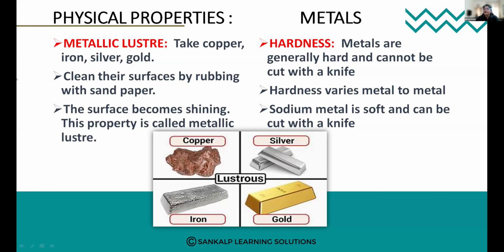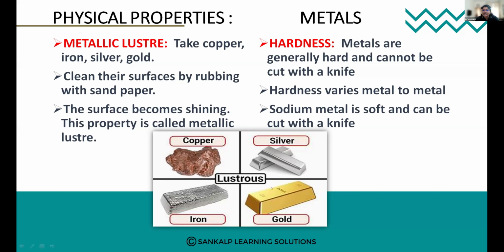Okay, now we have seen the different metals, for example copper, silver, gold, and iron. If you clean the surface of these metals with sandpaper, you can see that the surface starts to shine. You can see that in the photo below.